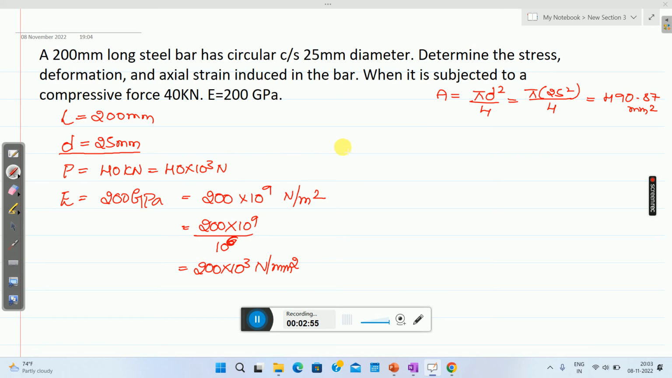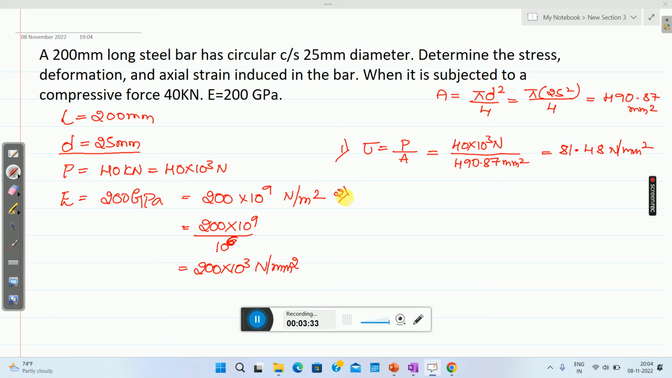So first calculate the stress induced in the bar. So stress sigma equals P divided by A. So here the load is 40 into 10 raised to 3 Newton divided by cross sectional area, it is 490.87 millimeter square. So if you solve this, you will get stress as 81.48 Newton per millimeter square.